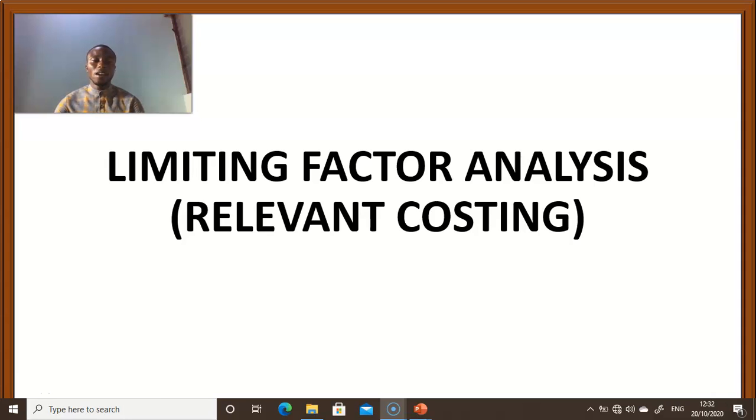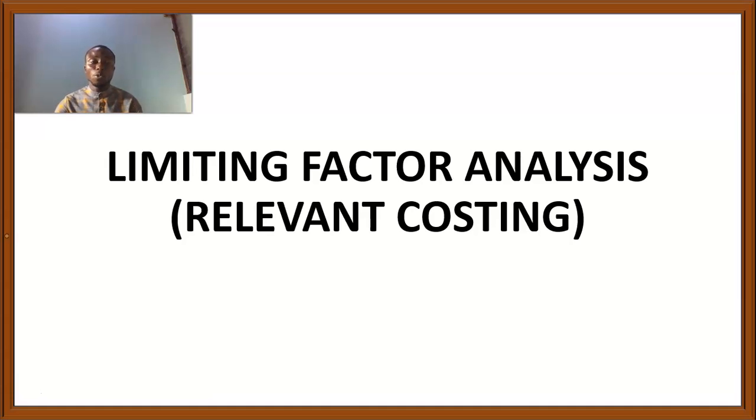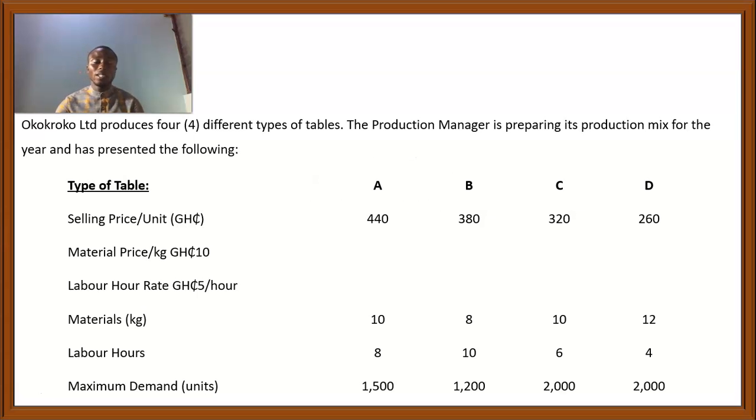In this video, I'm going to demonstrate how an optimal decision is reached in a situation where there is a limiting factor. A limiting factor is a resource or any factor of production that sets a limit on the production we can make or the quantity that we can produce. So let's go through this question.